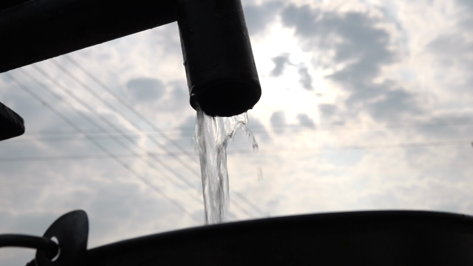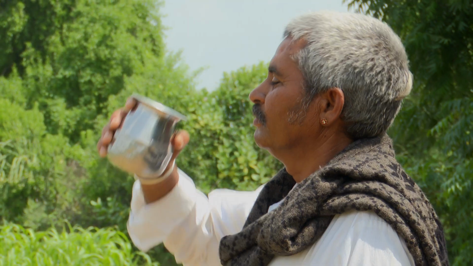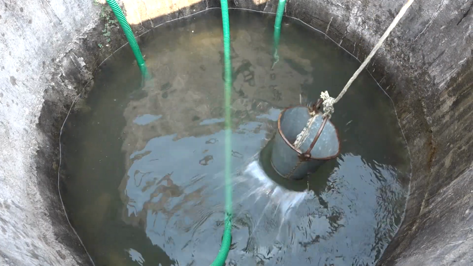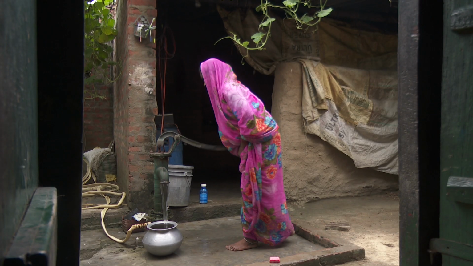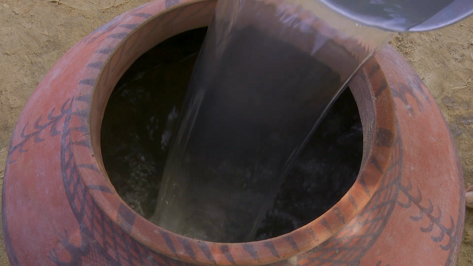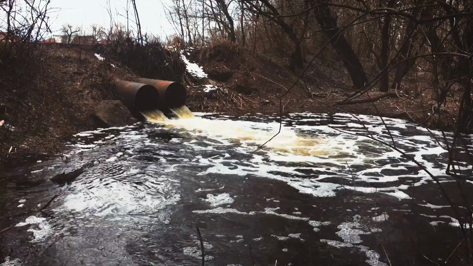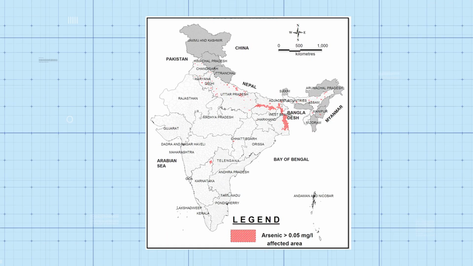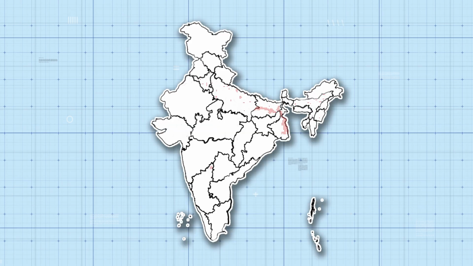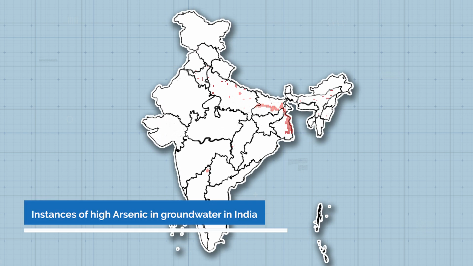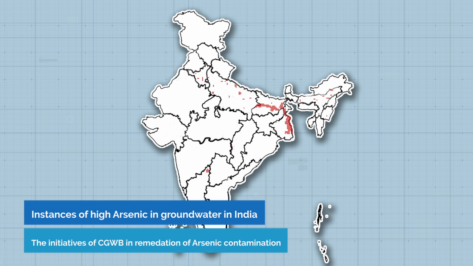Groundwater contamination has emerged as a major challenge in ensuring safe drinking water supply from aquifers. To overcome pathogenic contamination in surface water sources or dug wells, hand pumps and bore wells were promoted in a massive way as safer sources for drinking water. However, surfacing of geogenic contaminants like iron, salinity, nitrate, arsenic, fluoride, etc. has offered a fresh challenge. In this video, we will discuss the instances of high arsenic in groundwater in India and the initiatives of CGWB in remediation of arsenic contamination.